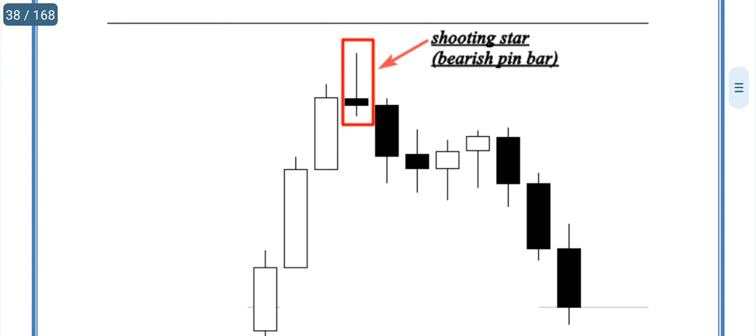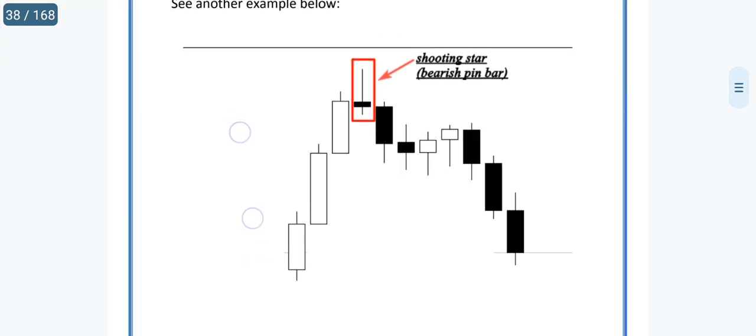It works as the end of the ongoing uptrend and the beginning of a new downtrend. The new downtrend is characterized by a high selling pressure.